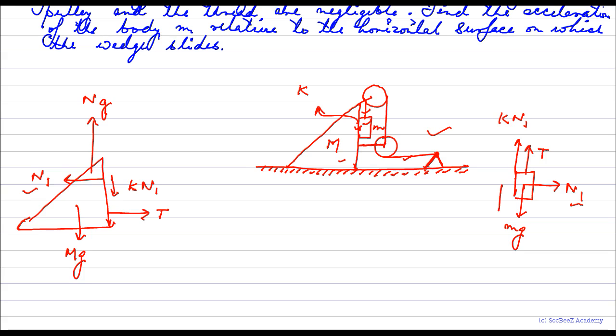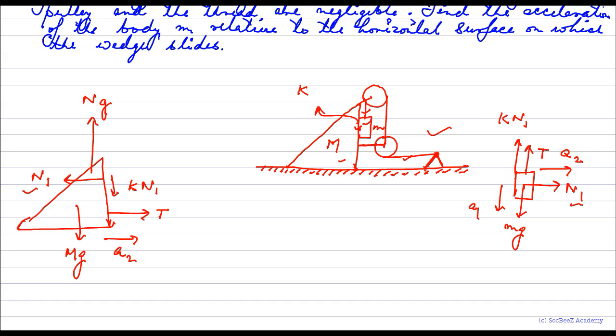Let's say this block is moving downwards with an acceleration of a1, and this wedge moves in the rightward direction with an acceleration of a2. Since the wedge and the block are in contact with each other along the horizontal direction, the block has to move with an acceleration of a2.